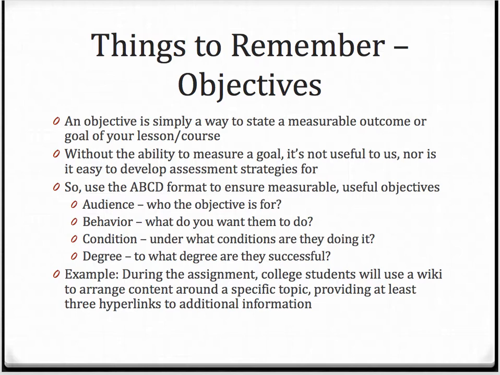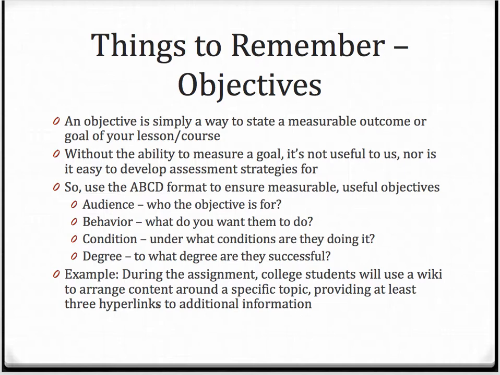It's better to use this ABCD format. It says audience, behavior, condition, and degree. So in one sentence, your objective should be able to include who the learners are, what they're doing, what we'll observe, and how we will know that they are successful. To be grammatically correct, it's usually written with the condition first. So an example is: during the assignment, college students will use a wiki to arrange content around a specific topic, providing at least 3 hyperlinks to additional information.